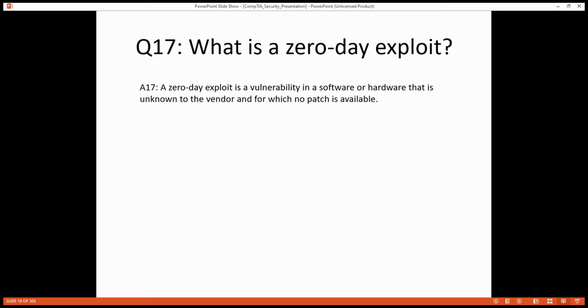Q17. What is a zero-day exploit? A17. A zero-day exploit is a vulnerability in a software or hardware that is unknown to the vendor and for which no patch is available.